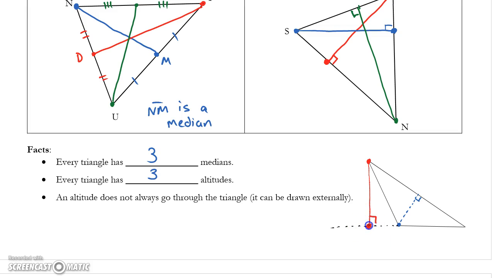So this point is not on or in or near my triangle. But that's the point that would allow me to get the altitude from this vertex up here. So that is still an altitude even though it's not on or in my triangle. We have an external altitude there.